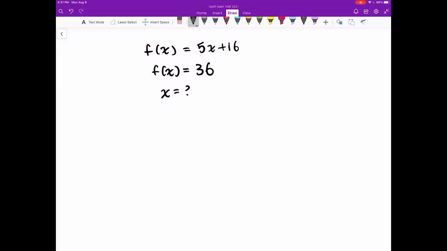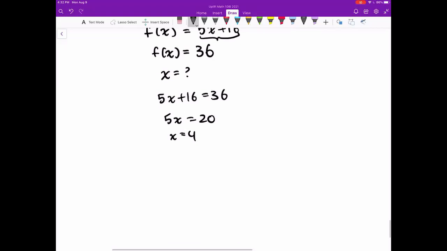Oh, 4. Yes, Patrick. Good job. So we will take this expression over here, and we would equate that to 36. So 5x is 20, and x is 4. And so if we were to write it as a pair of coordinates, we would write it as 4 comma 36.